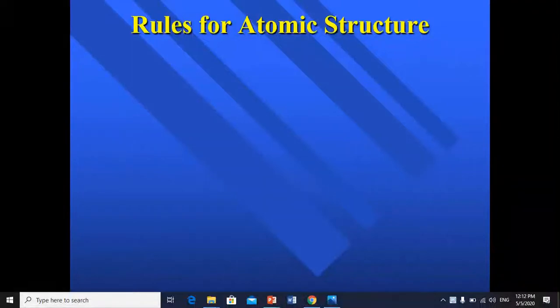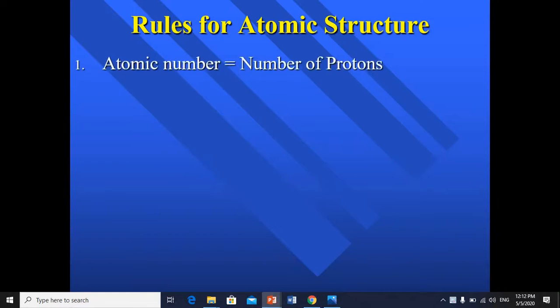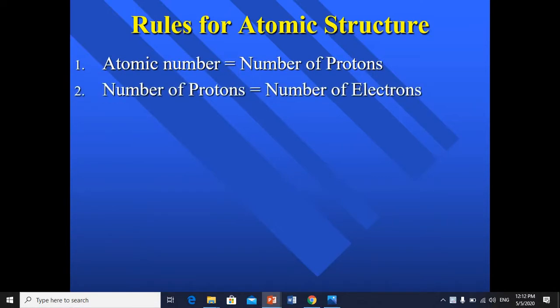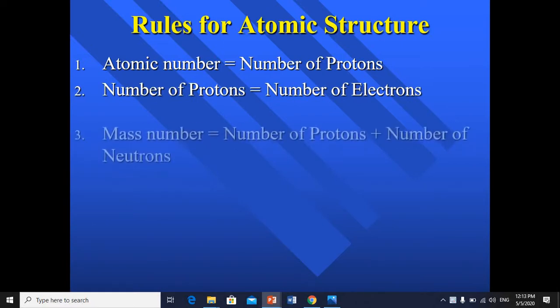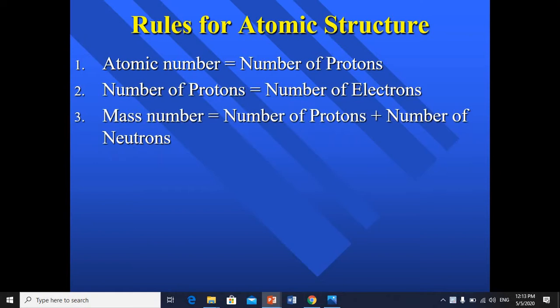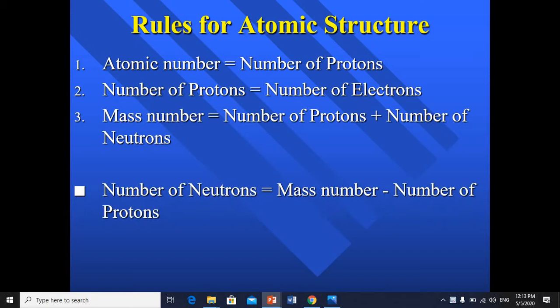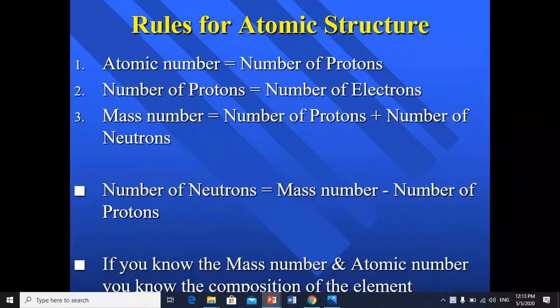So let's check the rules for the atomic structure as we took them. The atomic number equals the number of protons. The number of protons equals the number of electrons. And the mass number equals the number of protons plus the number of neutrons, while the number of neutrons equals the mass number minus the number of protons. So if you know the mass number and atomic number, you know the composition of this element.